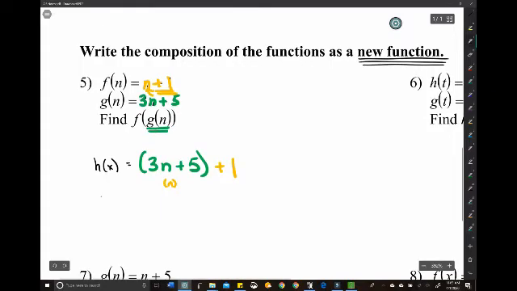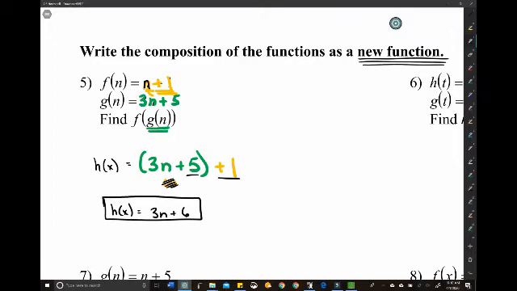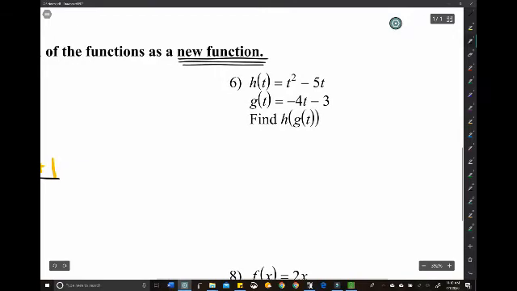Okay, 3n plus 5, so ignore that part. I was just emphasizing that that is what the first n is. 3n plus 5, adding like terms, is just 3n plus 6. That's the composition. You can write it as a new function, h of x. Okay, it's going to be tricky at first. You'll be like, what's going on? But again, start from the inside and just work your way out, replacing the variables with one another.